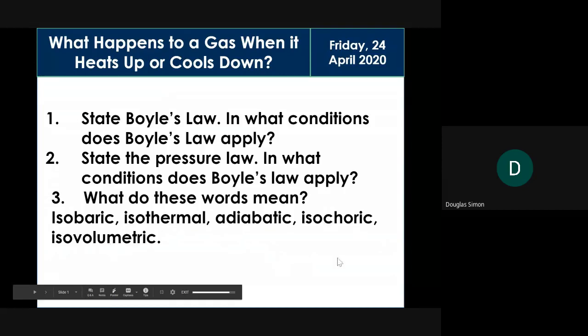Isochoric and isovolumetric, these are easy to achieve, same volume. You just make sure the volume is fixed. So you have a very rigid container, for example, that you can heat, change temperature in, for example.